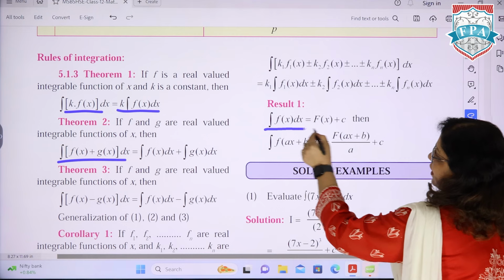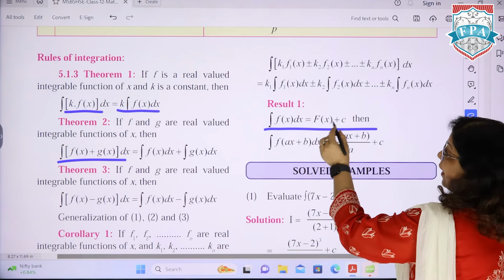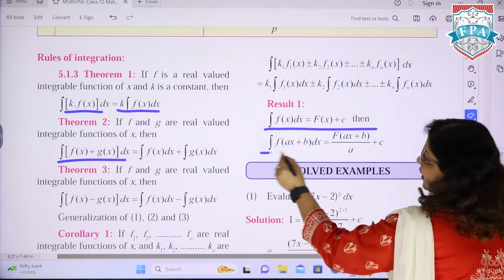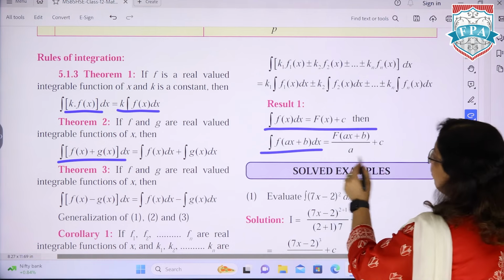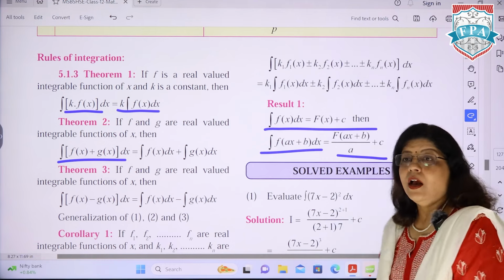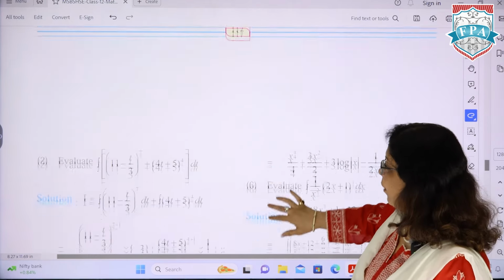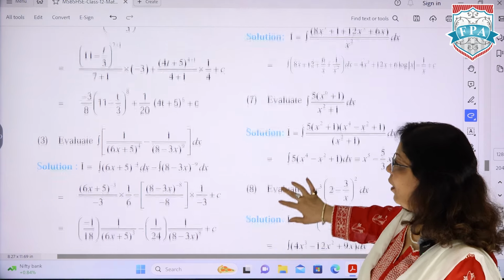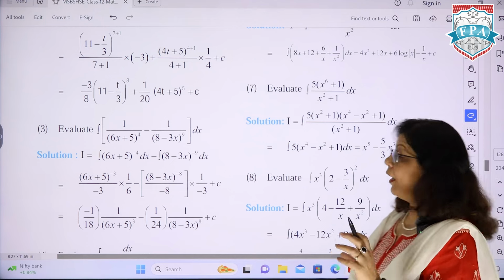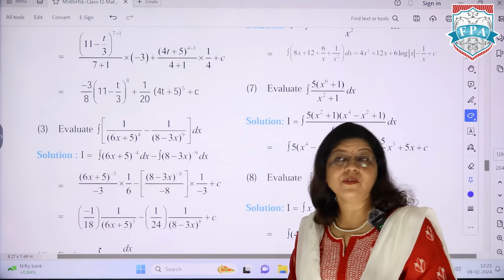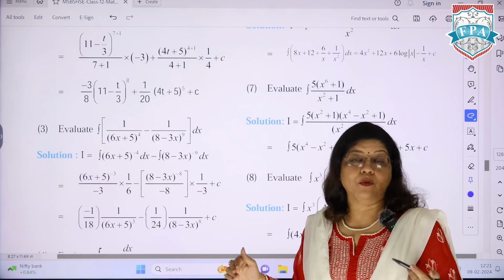The first result you've just seen: the integral of f(x) dx is capital F(x) plus c, and if it is ax plus b, then according to the formula whatever answer there will be, divided by a, plus c. Before moving to some solved examples, we'll only do one or two because we'll be doing more questions over here. Understanding will only come when you see the questions. Just think again: simplify the question to a solvable state and then apply the formula.